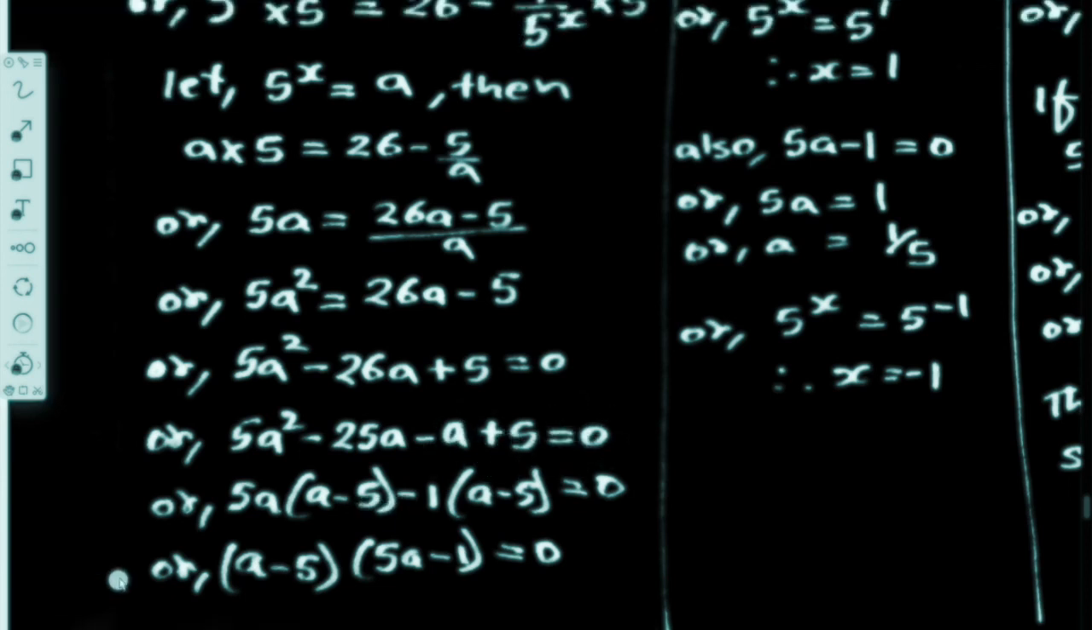Now take common 5a from these two: 5a and non-common is a minus 5. Minus 1 from these two common and non-common is a minus 5 equal 0. Now a minus 5 is similar, so it comes ahead, and non-common is 5a minus 1. A minus 5, 5a minus 1 equals 0. In this way, we get two factors of this expression. A minus 5 is our first factor, and 5a minus 1 is our second factor. From this, we can easily get our required value.